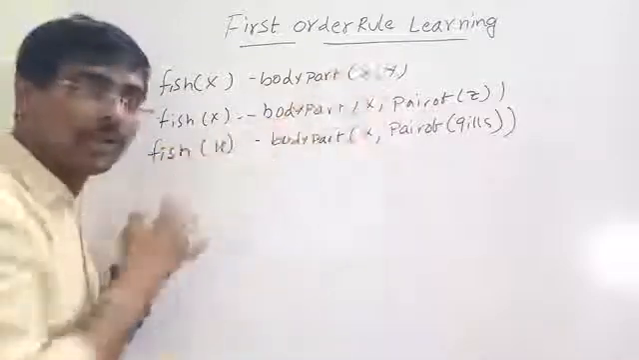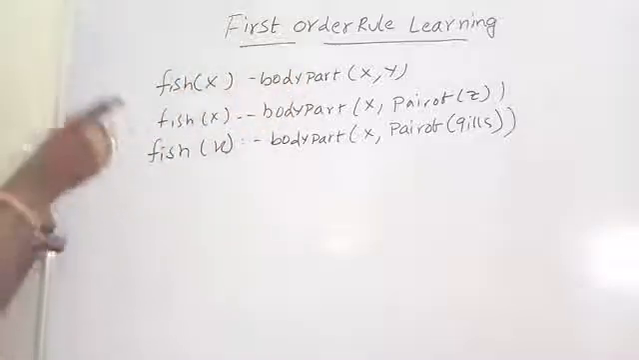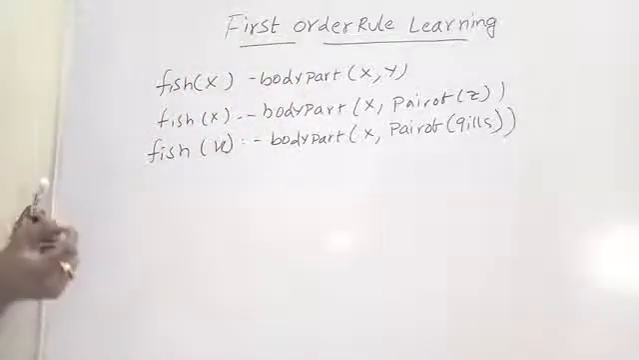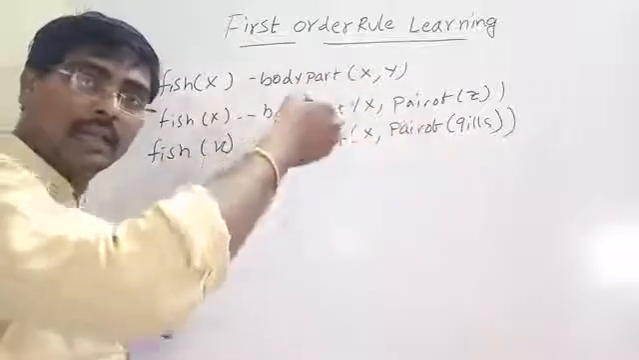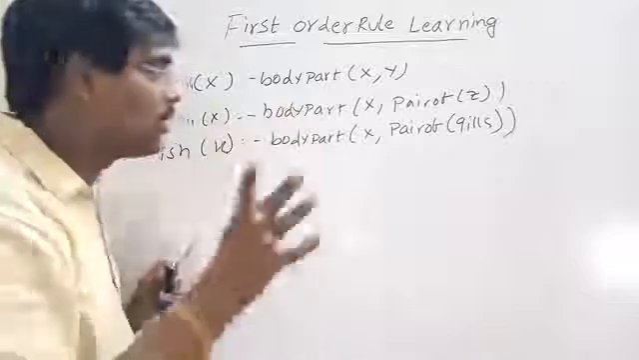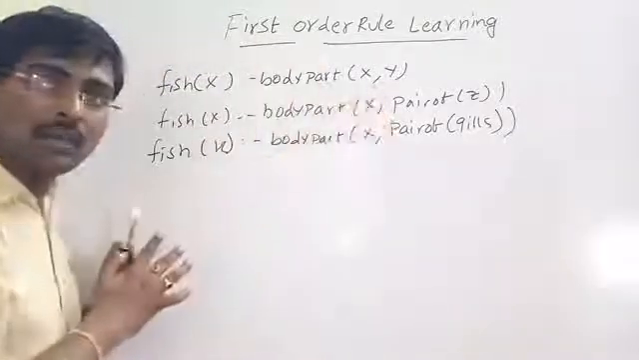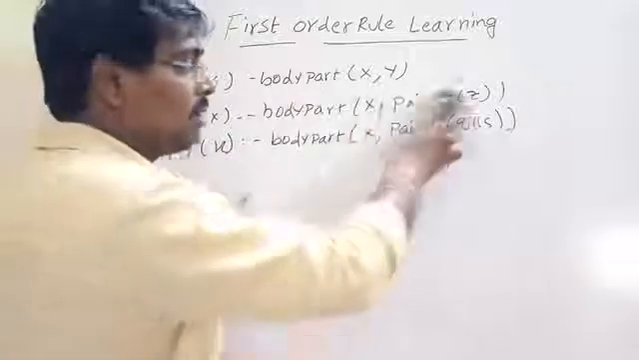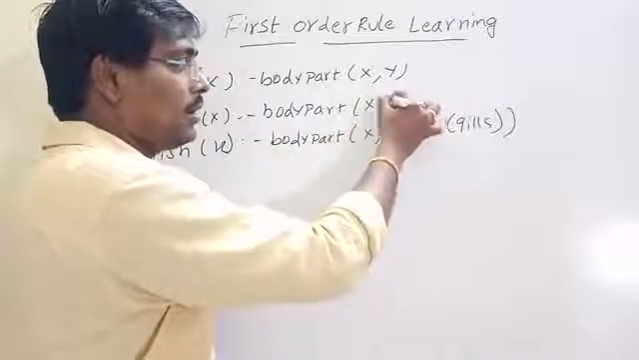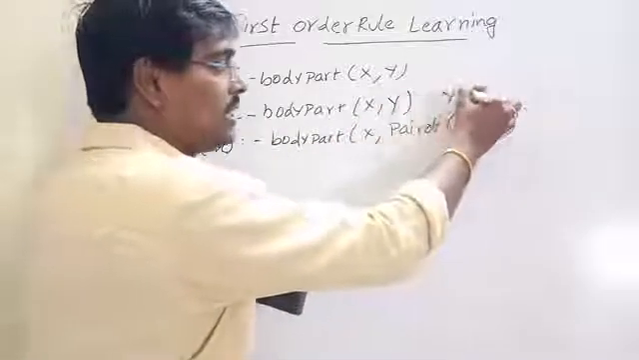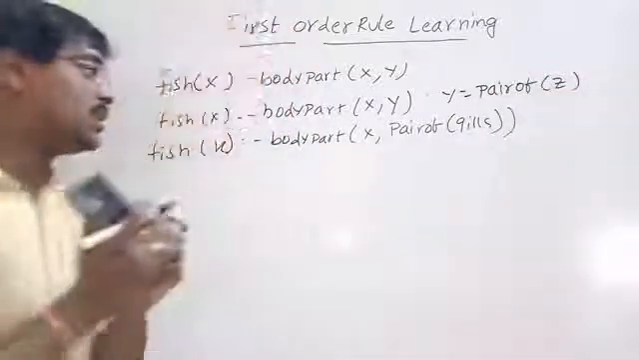The simple meaning is that the terms are replaced by using variables, so there is no need to write so many. The variables are replaced by adding equality letters. That means, suppose fish of x is equal to body part of x comma y. Suppose here x comma pair of z. Here I am writing this as x comma y, where y is equal to pair of z. I am writing in this fashion.